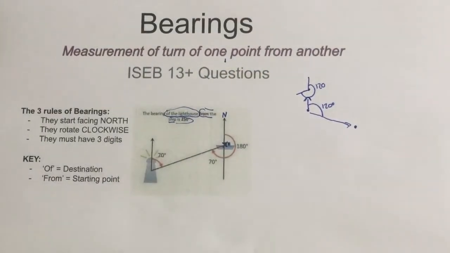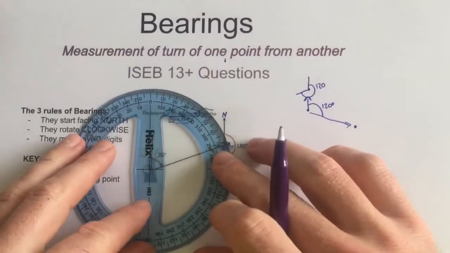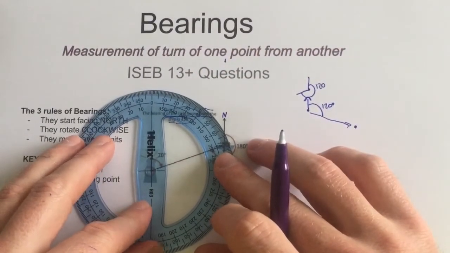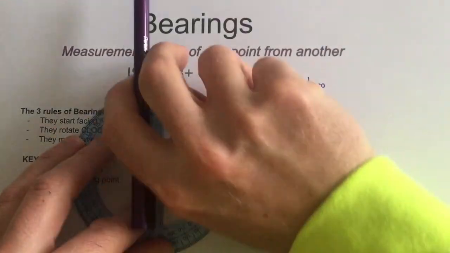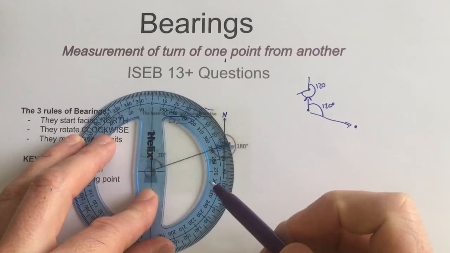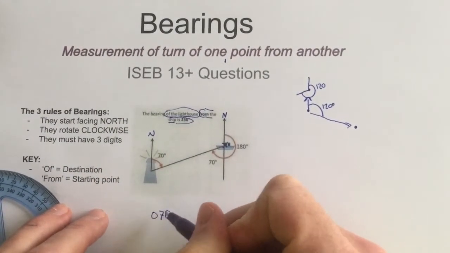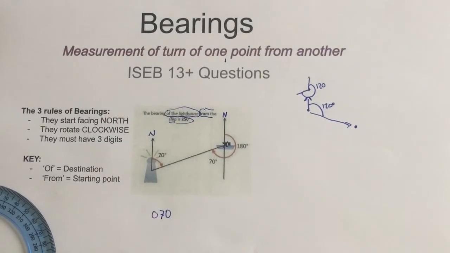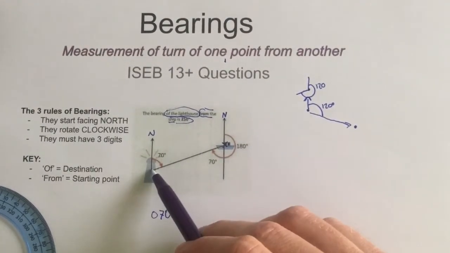And if I just show that, if we go from the lighthouse to the ship, our north is here. And our angle is, from there, turn towards the ship, 70 degrees. Okay, so the angle is 70 degrees, but the bearing would be 070. That's the bearing of the ship from the lighthouse.